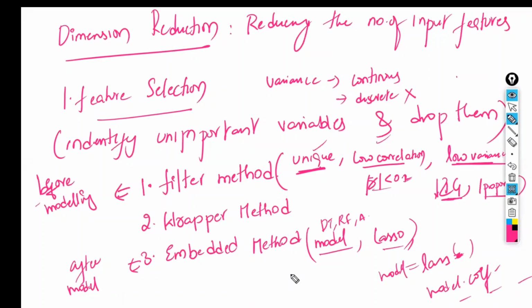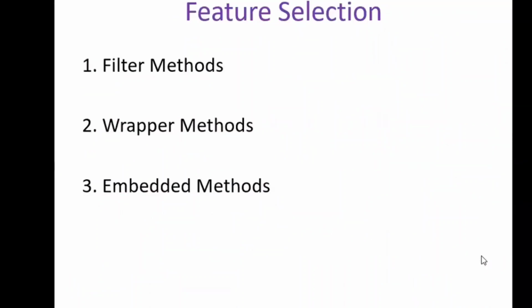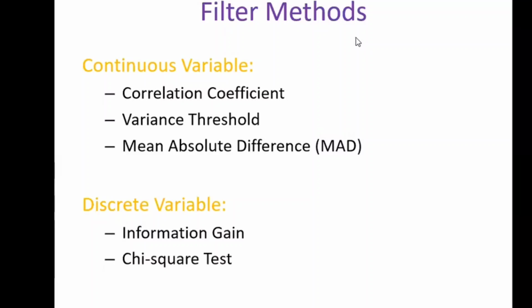Right? If you want to apply the embedded methods, you have to apply after the model. If you want to apply the filter methods, you have to apply before the model. Now, in between, wrapper methods are there. Okay, next one is wrapper methods. So for filter methods, for continuous variables we are going to apply correlation coefficient or variance and mean absolute difference. That difference is very low.